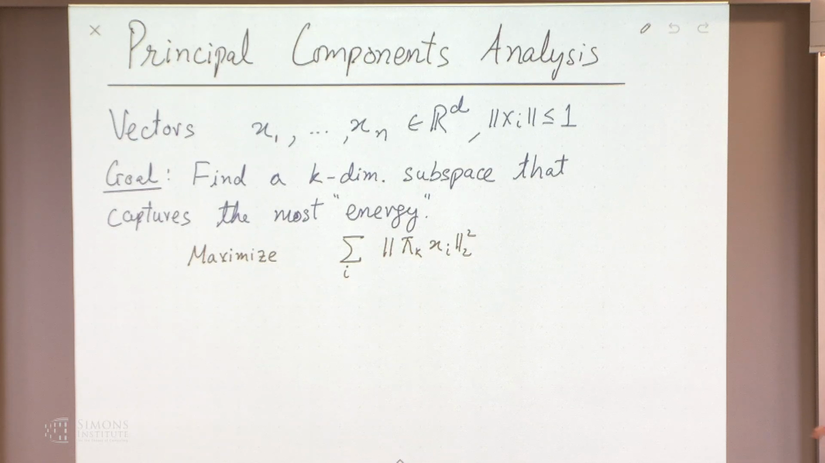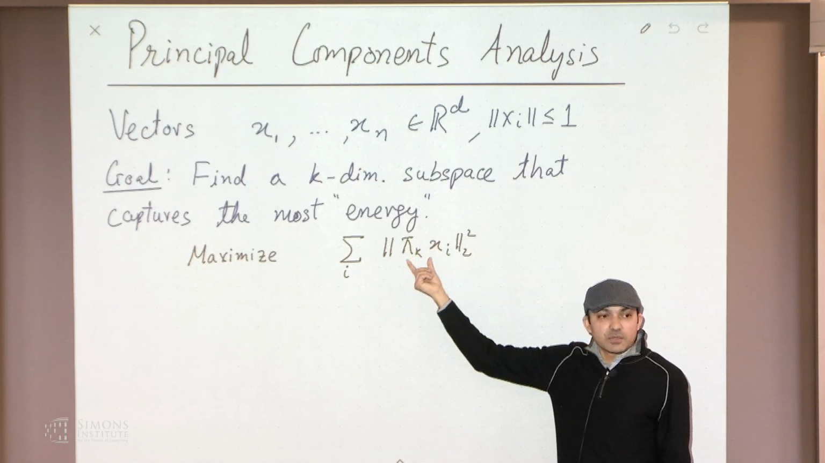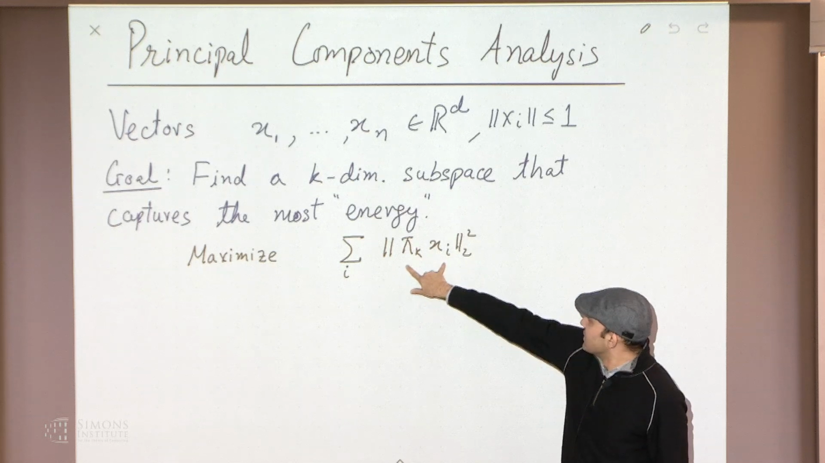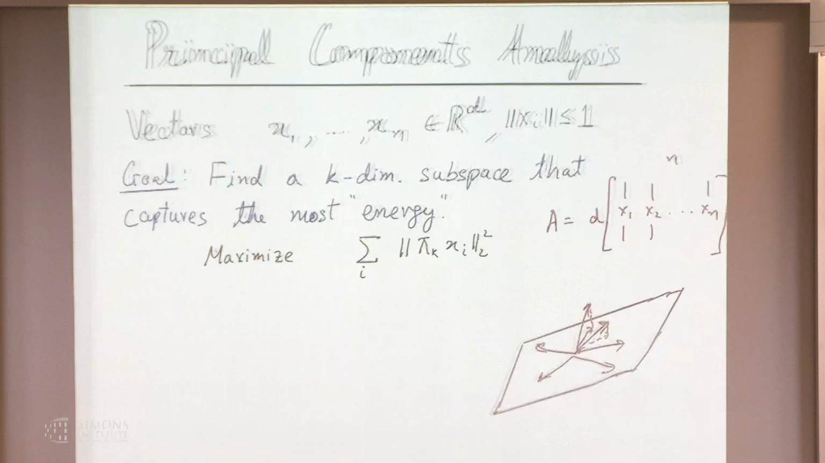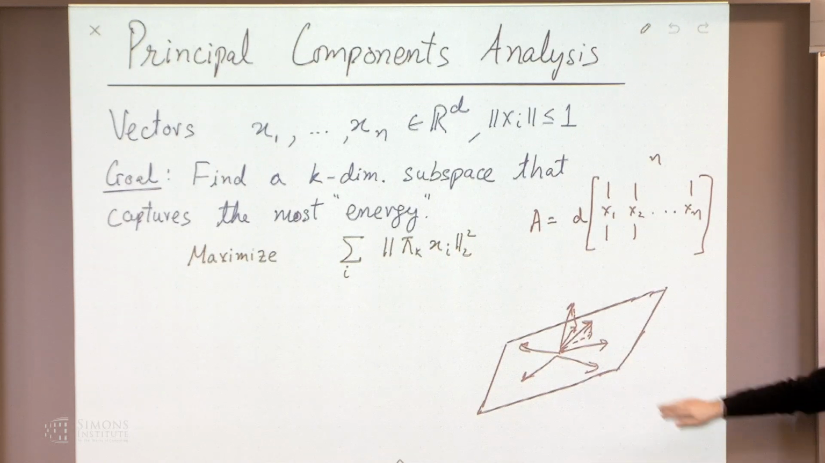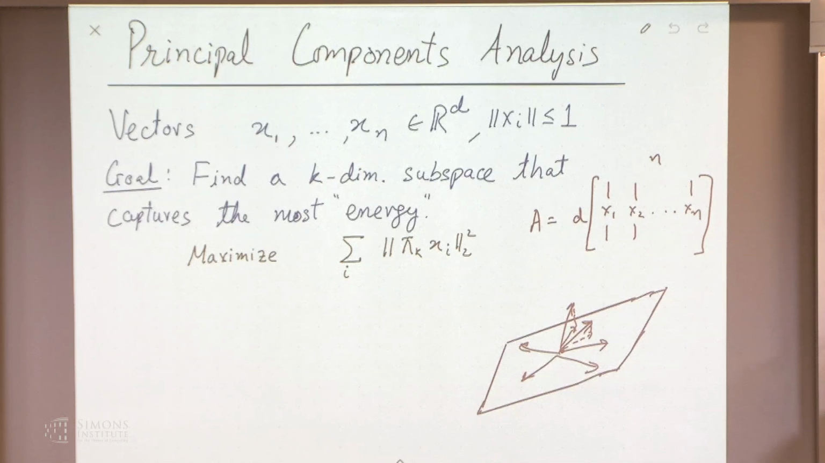So I want to maximize. I want to find a projection, a k-dimensional projection matrix, d by k. This is the norm of the projection of xi to the subspace. And I want to find the subspace such that in this subspace the total energy is as large as possible.